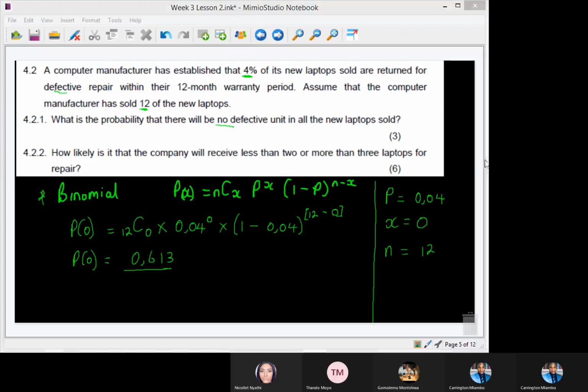Okay. Now let's go to 4.22. You can calculate and see if you get the same answer. Right, calculate, then you see if you get the same answers. Then we go to 4.22, the next question.